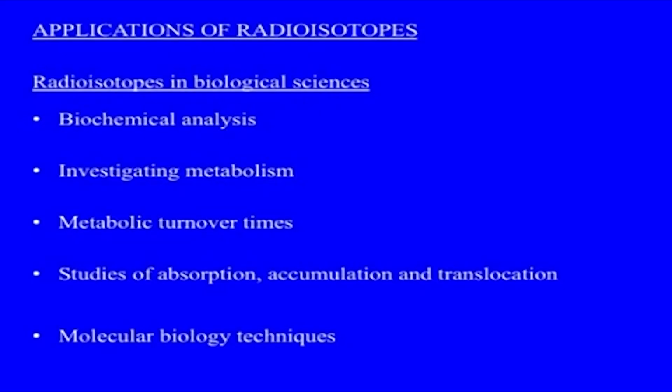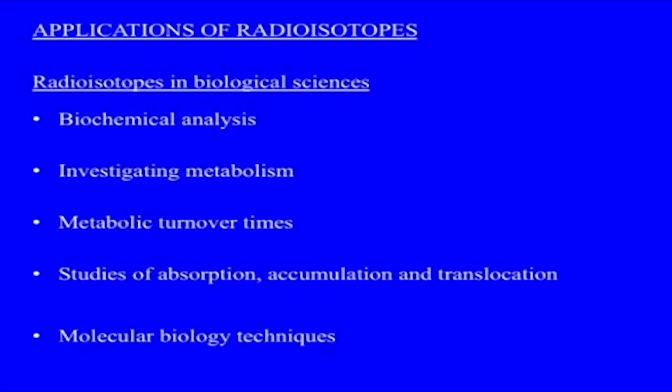Then you can study absorption, accumulation and translocation of a particular analyte. Radioisotopes are frequently used to study the mechanism and rates of absorption, accumulation and translocation of inorganic and organic compounds in both plants and animals. So, this is another important application of radioisotopes. In molecular biology research, radioisotopes are used quite a lot. The use of radioisotopes has been critical, I would say, in the advancement of molecular biology, leading to genetic manipulation.